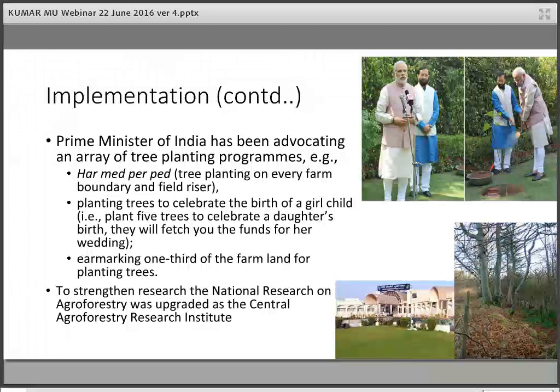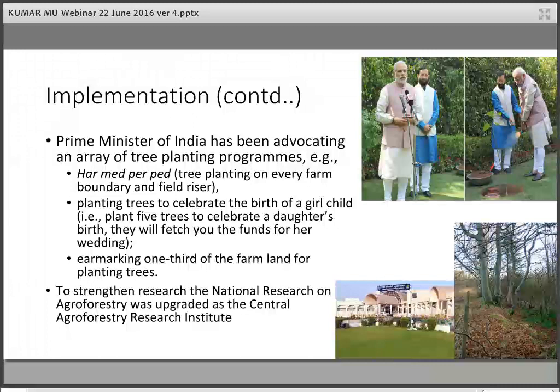This has been one of the key points that the Prime Minister of India, Sri Narendra Modi, has been making repeatedly in his speeches. He has also been recommending planting of trees to celebrate the birth of a girl child. In India, this is a sensitive issue. He has advocated planting 5 trees to celebrate a daughter's birth so that they will fetch enough funds for meeting the expenses relating to her wedding. This has been one of the recommendations that the Prime Minister has been making again and again in his speeches. Then he also suggested earmarking 1/3 of the farmland for planting trees to augment farmer income.